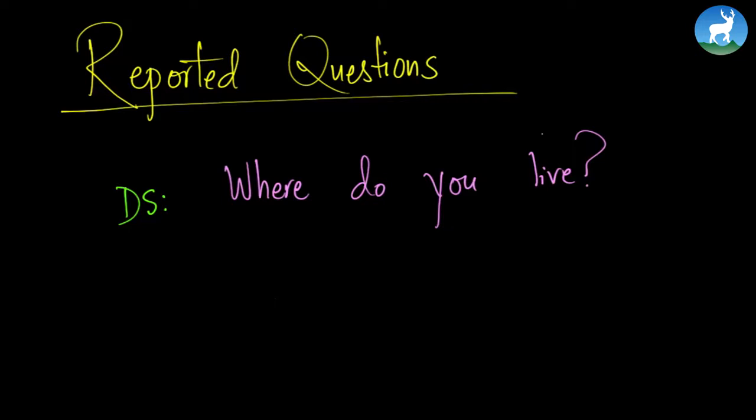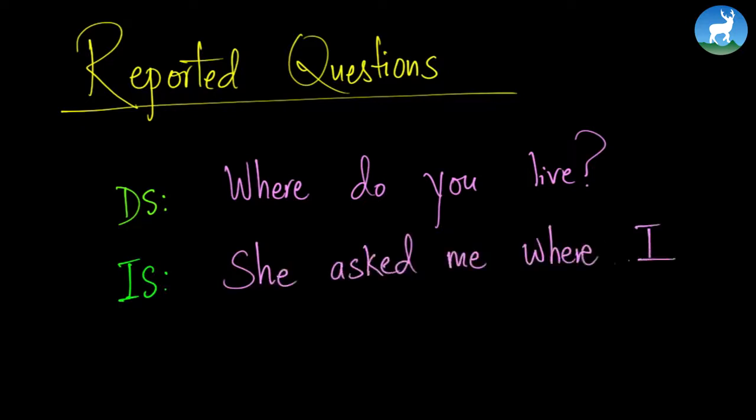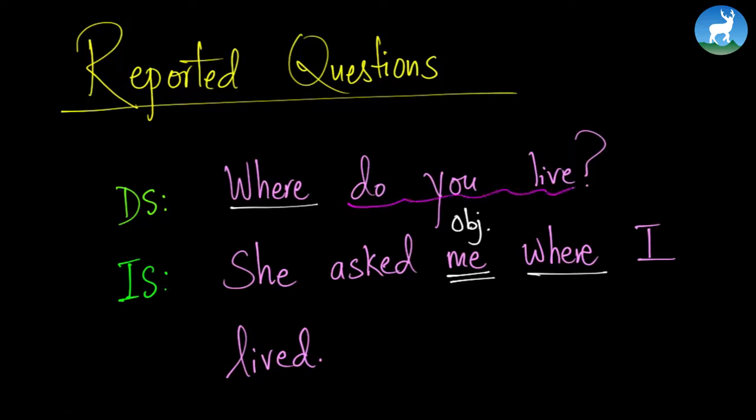So let me help you with the indirect speech. I'm writing IS for indirect speech. Assuming the speaker is a girl, she asked me where I lived. Asked is always followed by an object, correct? Where is not changed. The question, do you live, is rather converted into a statement. I lived. Do you see how I made it?